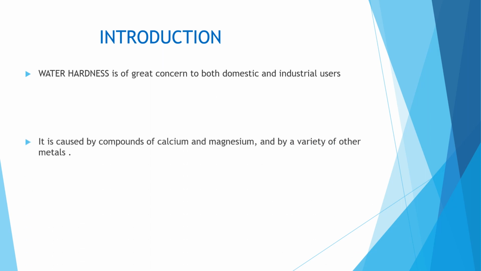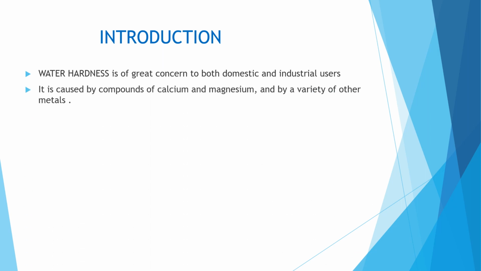Now let's go into the introduction. Water hardness causes lots of problems, so it is of great concern to both domestic and industrial users. It is caused by compounds of calcium and magnesium and a variety of other materials, but mostly calcium and magnesium.